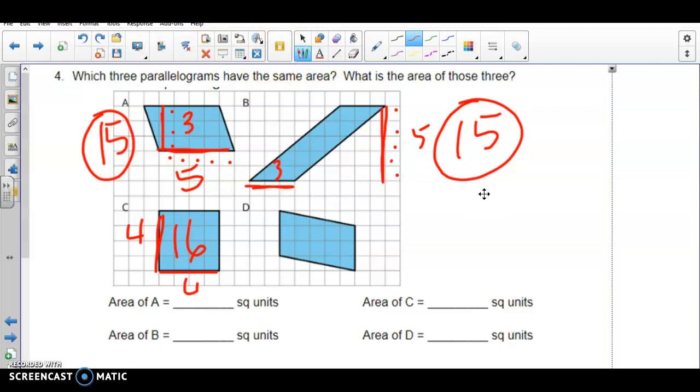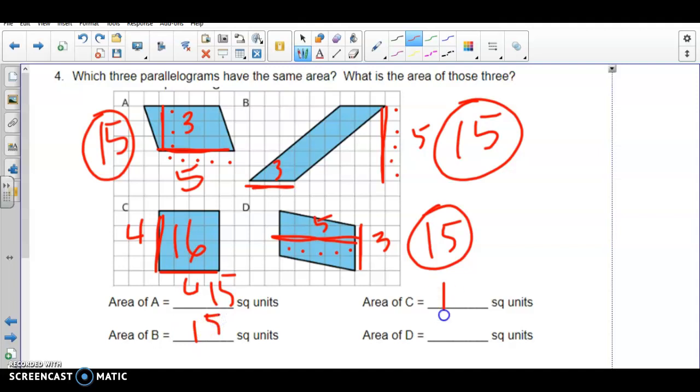Okay, so we need a base and a height. So let's use the base as the side here, 3, and see how tall it is. 1, 2, 3, 4, 5. So that'll be a 3 by 5 or 15. So the ones that have the same areas will be A, B, and D, but C does not. Okay, so I guess we could write them in the blank too. A is 15, B is 15, C is 16, and D is 15 square units. So there you have it for number 4.